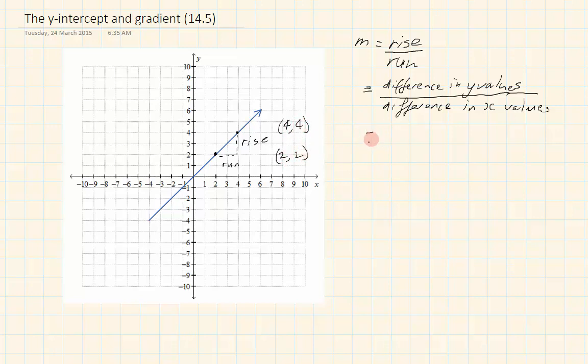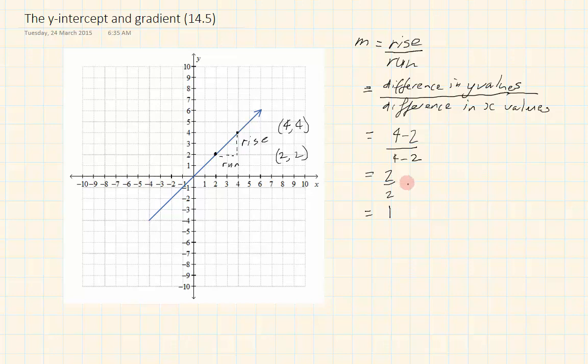So we can quite simply work out the difference in y values. Look at the y values, 4 and 2. So 4 take 2, of course, over 4 take 2. And that works out to, of course, 2 over 2. And we always simplify the gradient if we can, and we can simplify that to 1.